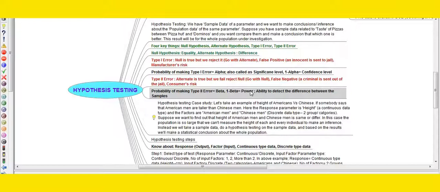There are three things coming out of these type 1 and type 2 errors: one is the significance level, second is the confidence level, and third is the power. These three things will decide my hypothesis testing.